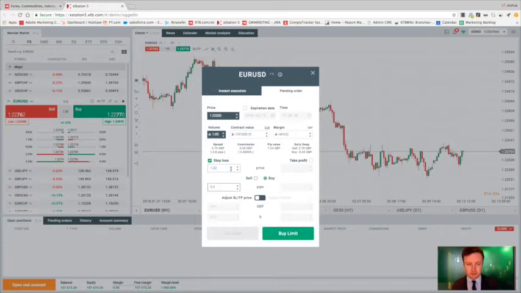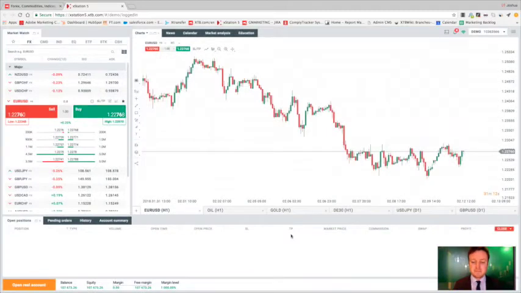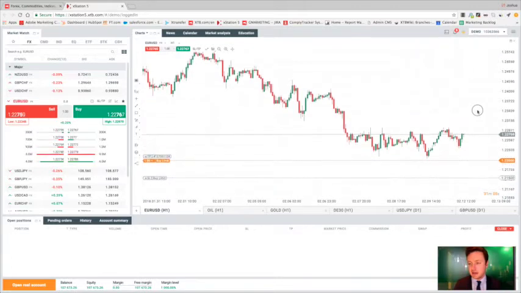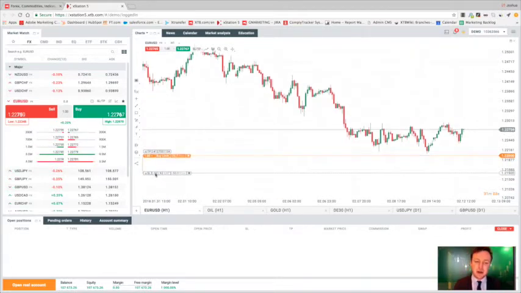So if you're buying at 122, you might want to stop loss at 121.50, and you can see again, this would be a 50 pip risk on the trade, and if you click on buy limit here, that order is then placed in the market. You can see it's graphically represented on the chart here at 122, and you can also see graphically represented where the stop loss is for this.